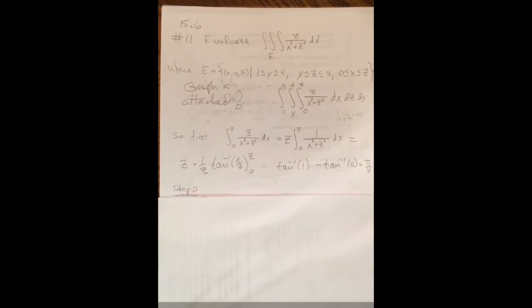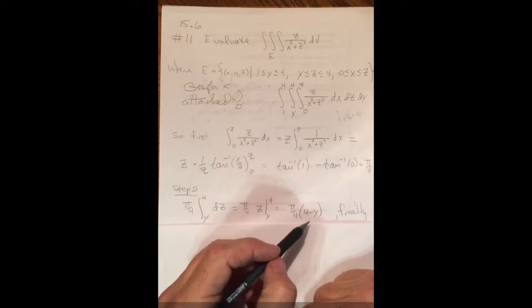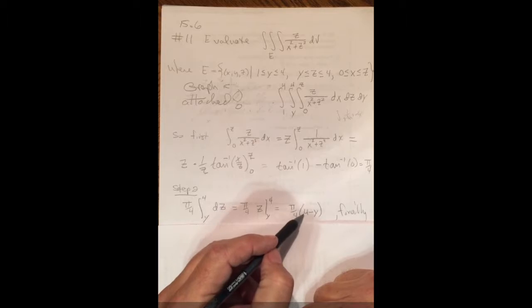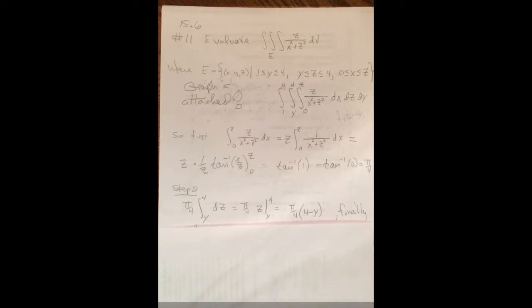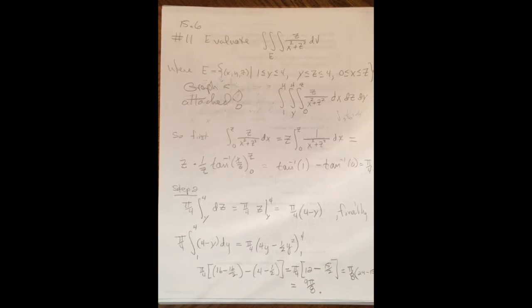It gets better. Now step 2. That's really the hard part of the problem. Now we can factor out the pi over 4, and then we have the integral from y to 4 dz. Well, when you integrate dz, you get z, evaluated from y to 4, which gives you pi over 4 times 4 minus y. And then your last integral is pi over 4, the integral from 1 to 4 of 4 minus y dy. And that's very simple to evaluate. When you do the arithmetic, you get down to 9 pi over 8.